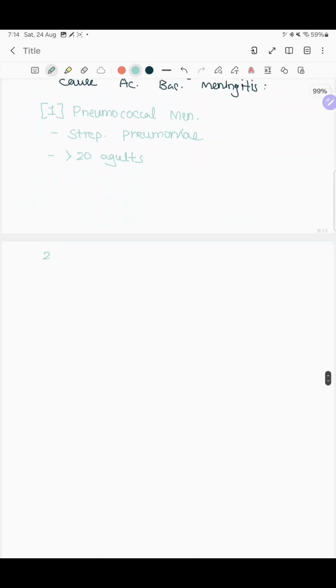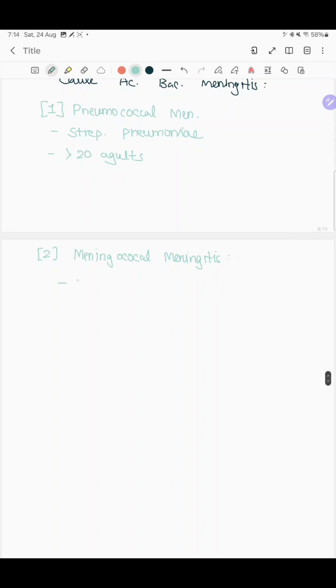The second agent is meningococcal meningitis. The causative agent is Neisseria meningitidis.